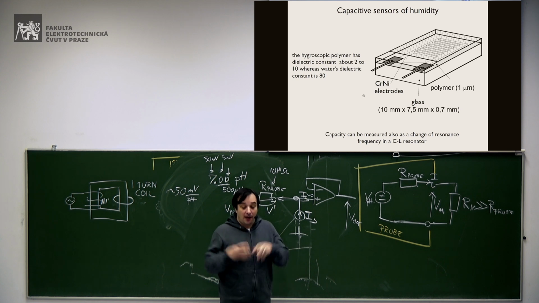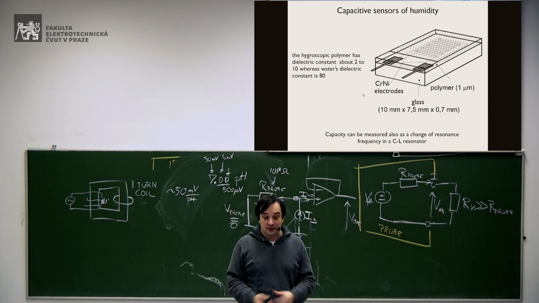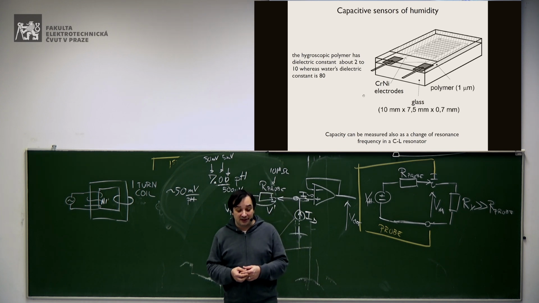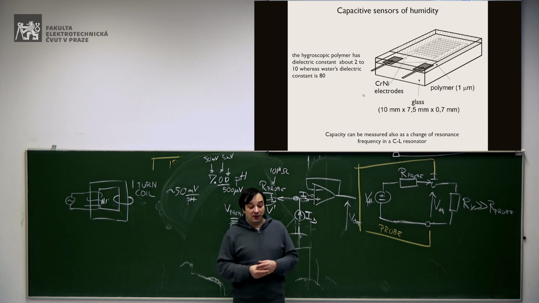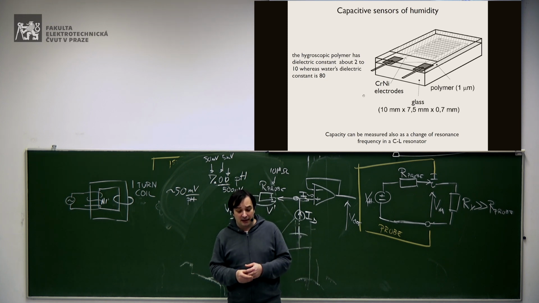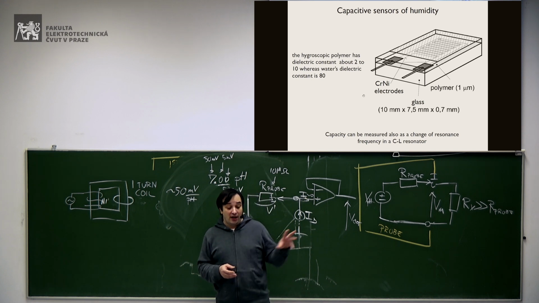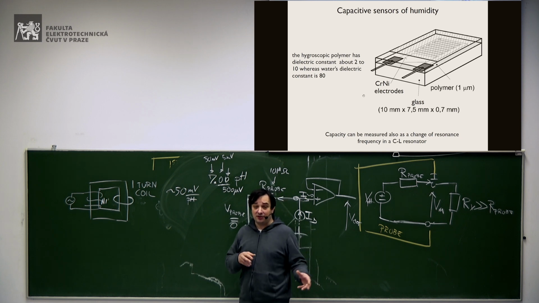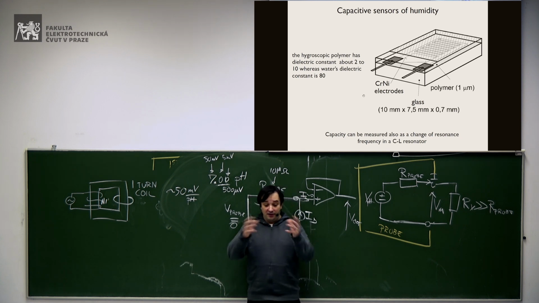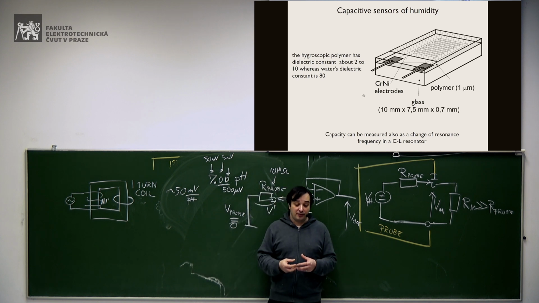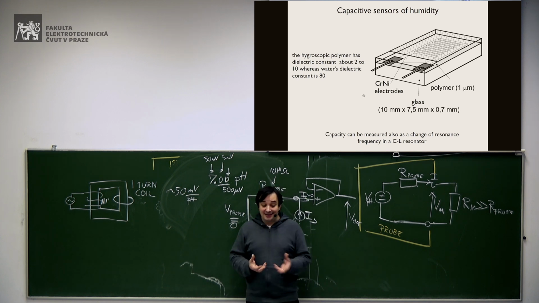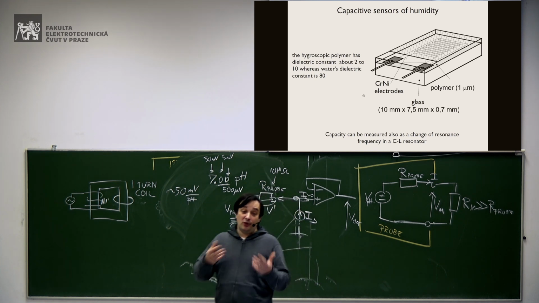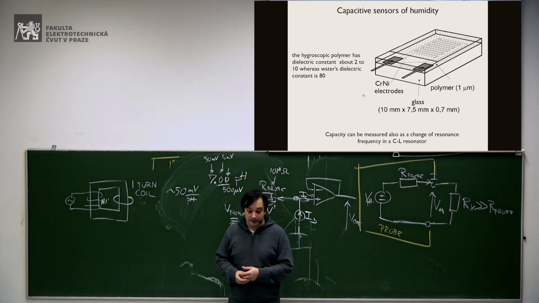So this sensor will absorb the humidity from the environment. It will change the dielectric constant of this capacitor because water has a dielectric constant which is about 80, when the typical polymer itself has a dielectric constant which is about from 2 to 10, okay? So if in the same volume you have some molecules of water, then the dielectric constant of the whole material will significantly increase, okay?